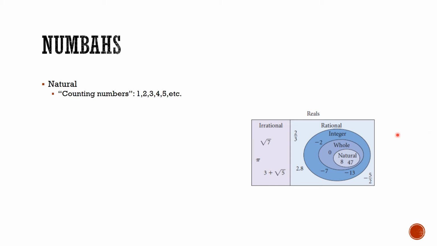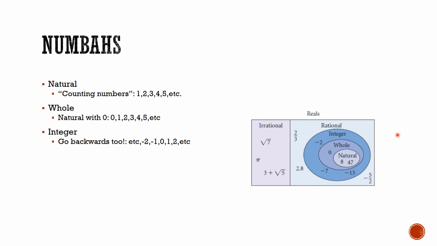So natural are your counting numbers. So you start with 1 and you keep going. So 1, 2, 3, 4, 5, 6, 7, 8, 9, 10, so on to infinity. Cannot have a decimal, cannot be negative, cannot be 0. Whole is the natural numbers with 0. So you start with 0 instead of 1. 0, 1, 2, 3, 4, 5, 6, 7, 8, 9, 10, on to infinity. Still cannot have any decimals, still cannot be negative.